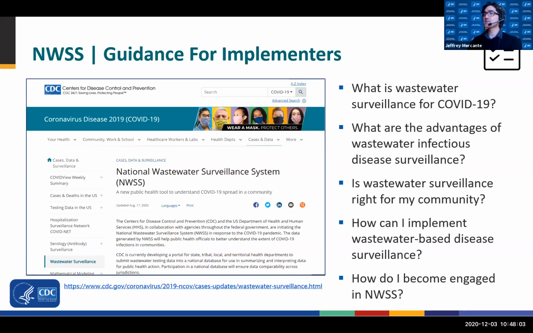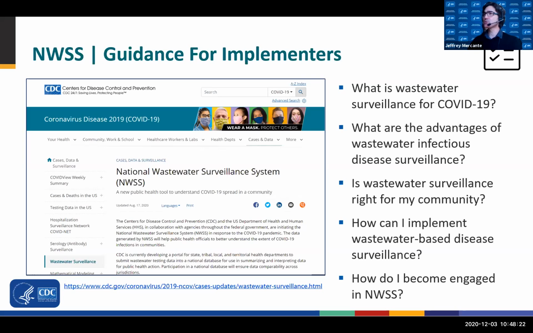And because the science is still developing, as we all know, and every wastewater sample will definitely be unique, these documents are not set protocols, but rather a general guidance for implementers around strategies and data quality, which is incredibly important here, that must be evaluated with respect to the needs and capacity of the implementing jurisdiction.